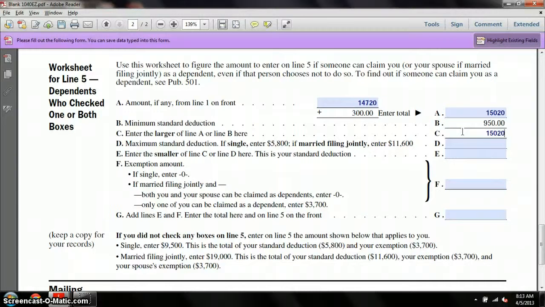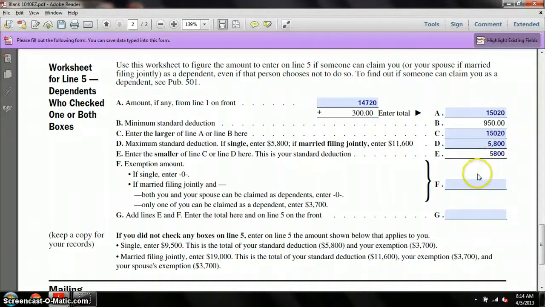Maximum standard deduction. If single, enter $5,800. If married filing jointly, enter $11,600. So let's say Roberto is single, so we enter $5,800. Okay. Letter E here, enter the smaller of line C or line D. This is your standard deduction. So 5,800 is less than 15,020, so we put 5,800.